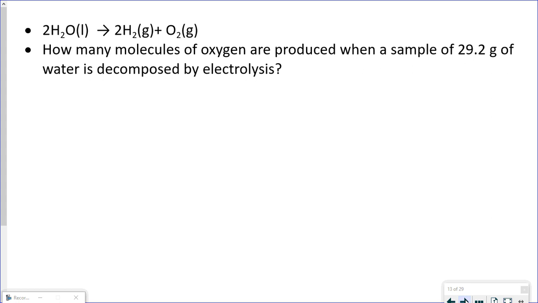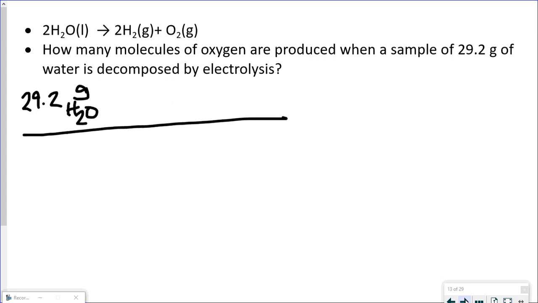Here we have water being decomposed into hydrogen and oxygen, and we want to know how many molecules of oxygen are produced when a sample of 29.2 grams of water is decomposed by electrolysis. So start with what is given: the 29.2 grams of water, and we're looking for molecules of oxygen. So the first step is always to change into moles. We no longer need grams of water, so it will move down to the bottom to change into moles.